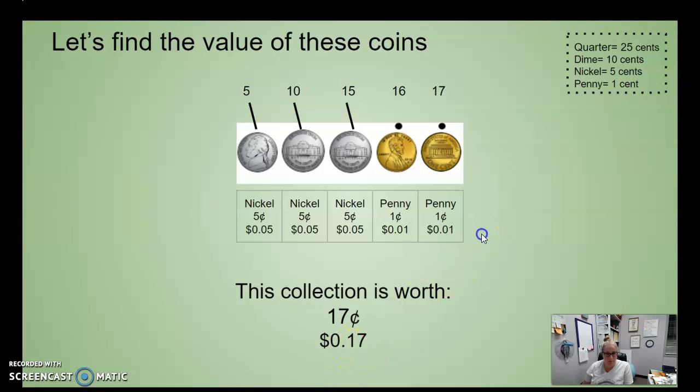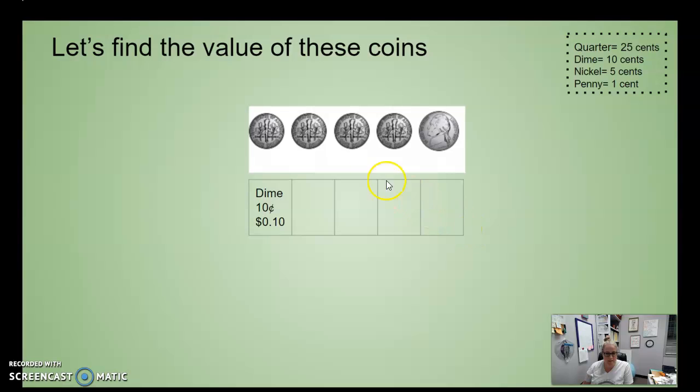Let's try another one. Here is the next one we have. Remember, again, I'm going to have my coins, what their name is, and how much they're worth at the corner so that can help us. So this first one is a dime. It is worth 10 cents. So I can write 10 with my cent symbol, and I can write the dollar sign 0.10.